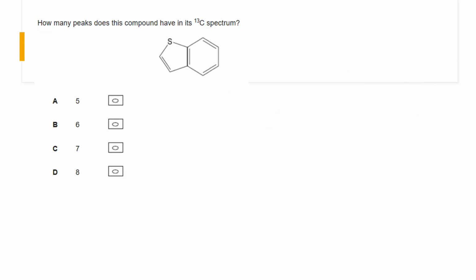Right, here's question 2. So this time, how many peaks does a compound have in its carbon-13 spectrum? So just like the last one, still going to be looking at symmetry. Is there any symmetry in this molecule? The answer is no. When there's no symmetry and you have a cyclic compound, that means that every carbon will have a different environment. So we have 1, 2, 3, 4, 5, 6, 7, 8. So the answer here is 8.